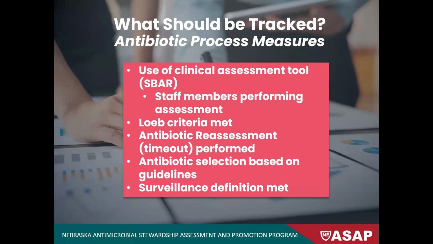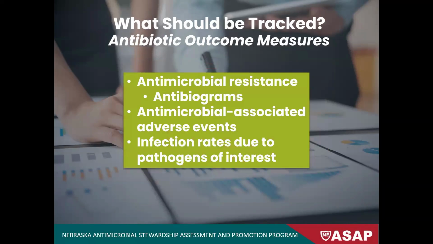And then additionally, we keep track of, was the LOE criteria met? Did you do a reassessment of the antibiotic therapy while it was still going and check in on the resident? Was your surveillance definition met from an infection control perspective? So these process measures are really more about how the antibiotic was ordered and what happened while the resident was on it.